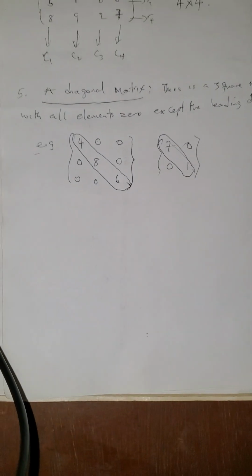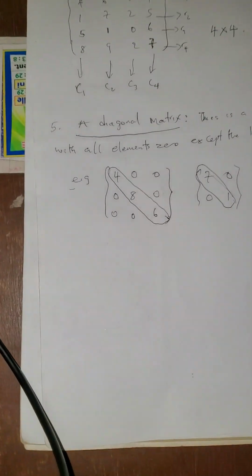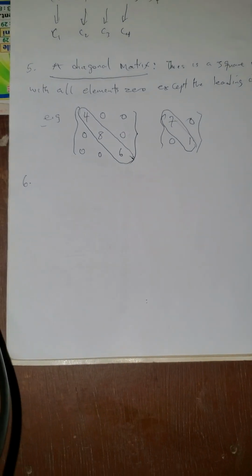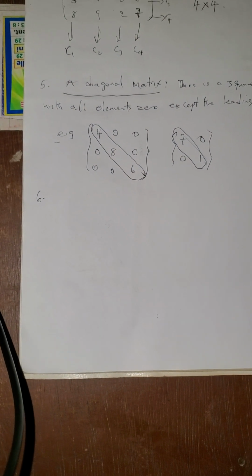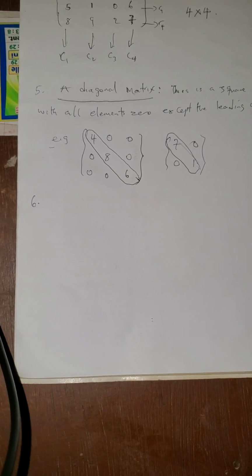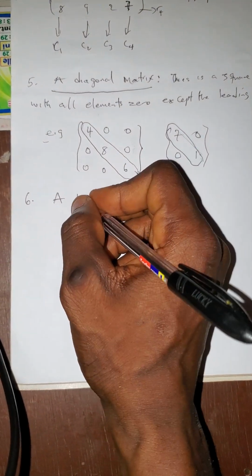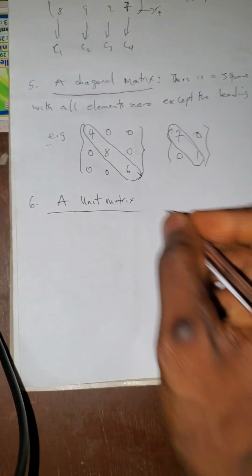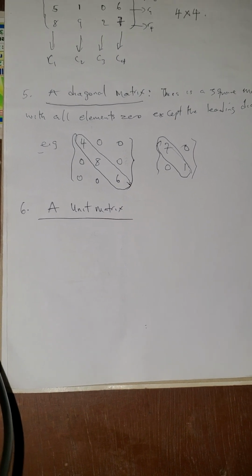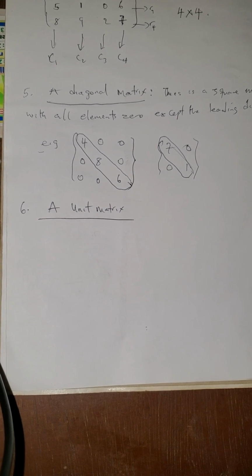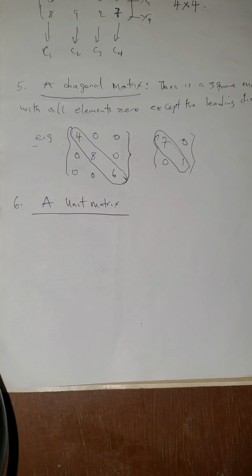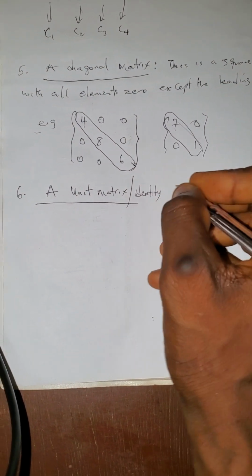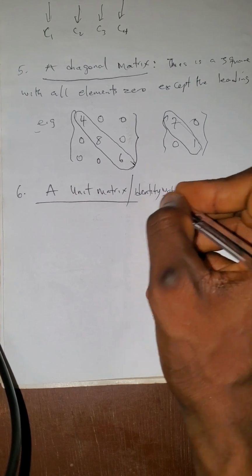So whenever all elements of a matrix are 0 except the leading diagonal elements, we call it a diagonal matrix. Next one, a unit matrix. A unit matrix. This can also be called an identity matrix. Identity matrix.